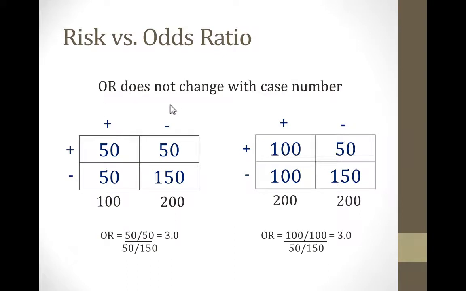The odds ratio, on the other hand, does not change with the case number. So let's look here on the left side of the screen. This is where I found 100 cases of lung cancer, and they're split up 50-50, and the 200 controls are split up 50 and 150.